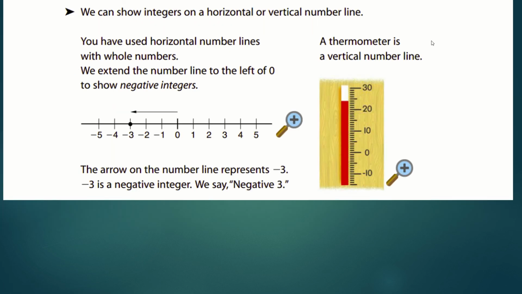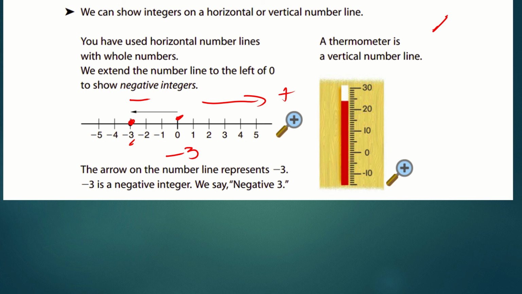Okay, so we can show integers on a horizontal and vertical line. You have used horizontal number lines with whole numbers. We extend the number line to the left of 0 to show negatives. So here it's negative, and on this side it's positive. The arrow on the number line represents negative 3. So we started at 0 here, and we went all the way to here. So here it's negative 3. And what I do with my number lines, guys, is I don't even write negative and positive beside them, just because of room. And I know that because it's to the left, it's negative 3.